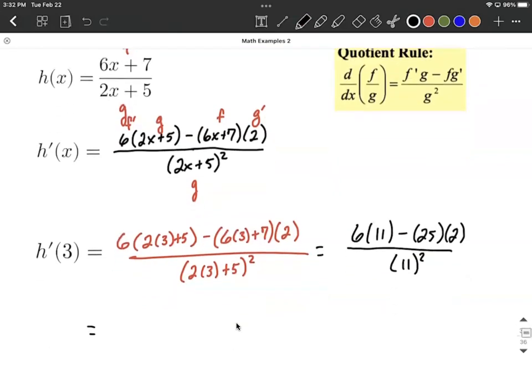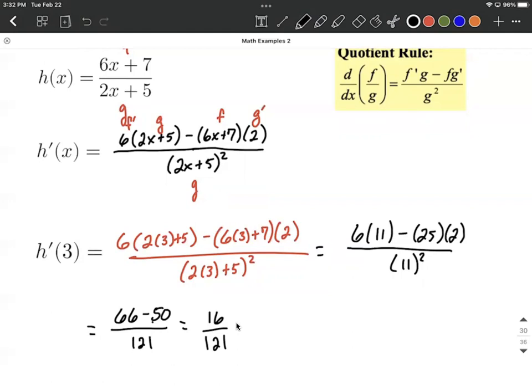All right, further simplifying here, I think 6 times 11 should be 66, minus 25 times 2 will make 50. And then 11 squared in our denominator works out to be 121. So 66 minus 50 is going to give us 16 over 121. And I think that's a pretty good answer. Let's go ahead and just leave it like that.